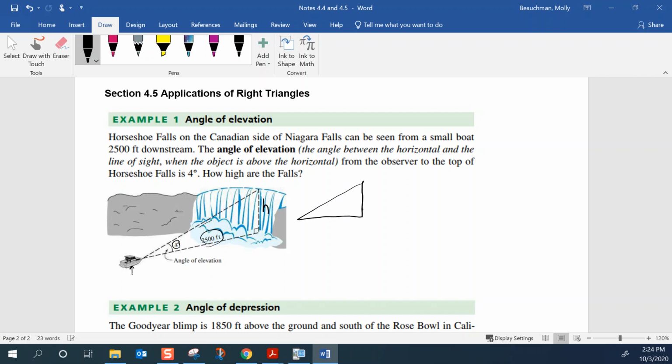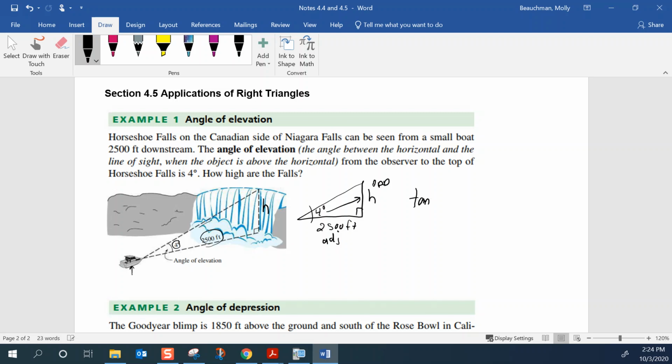We have a right triangle. We have an angle that's 4 degrees. We have the side adjacent. And we're looking for the height, which is the side opposite. So, it's in relation to the angle that you have. So opposite 4 degrees is h, adjacent to 4 degrees is the 2,500. So the trig function that uses opposite over adjacent is tangent.